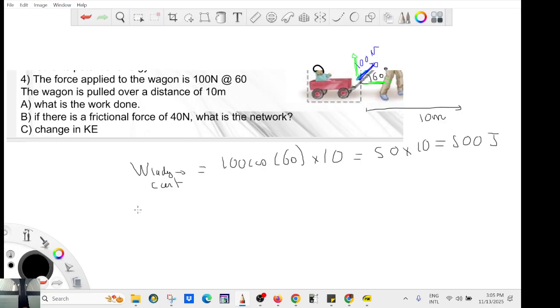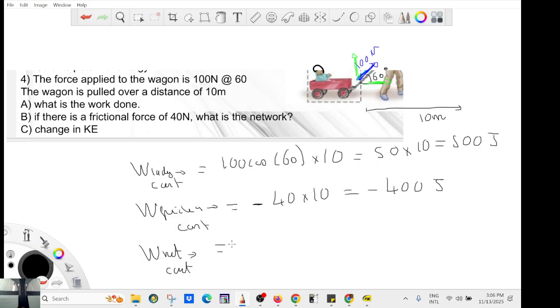Okay. So the work done by friction on the cart is going to be negative because it takes away, times 10, so it's going to be minus 400 joules. So then the net work done on the cart will be equal to 100 joules, which equals the change in kinetic energy.